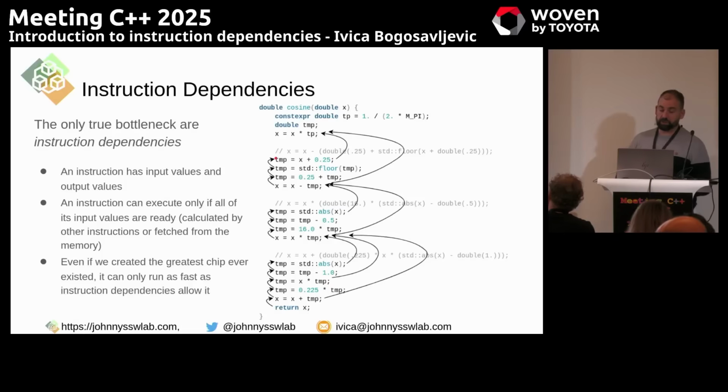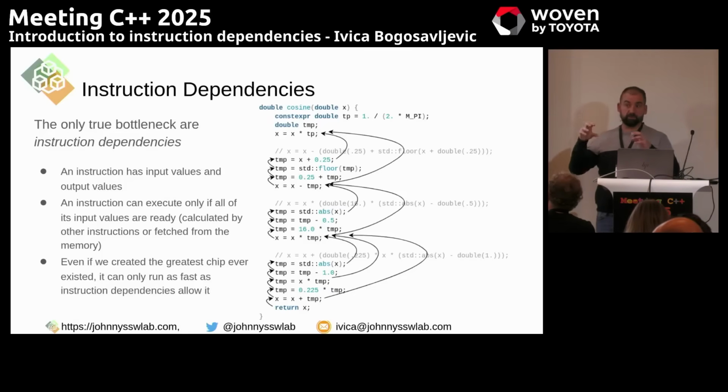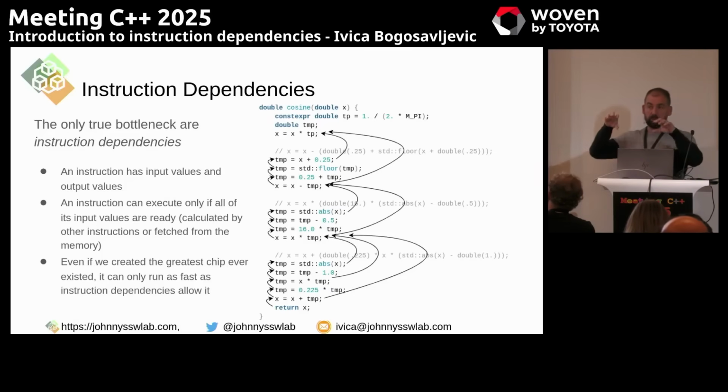Each instruction has input values and output values. An instruction can only execute if all the input values that it needs are available. So if you have an add instruction, which has 2 inputs and 1 output, both inputs need to be present before the CPU can execute the addition operation.